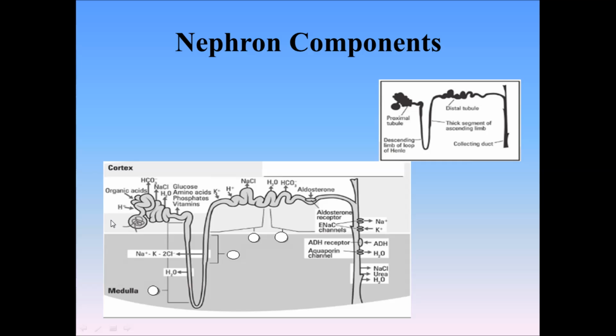When the glomerular filtrate goes through the proximal convoluted tubule, a vast majority of required elements like vitamins, amino acids, glucose, phosphates, as well as bicarbonate ions, along with water are reabsorbed. On the other hand, organic acids and hydrogen ions are actively secreted into the proximal tubular lumen.